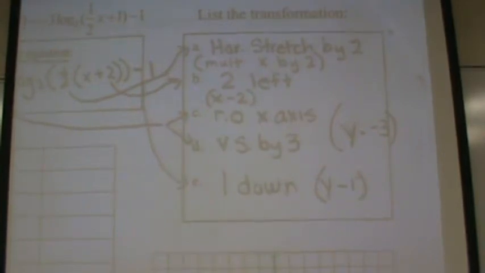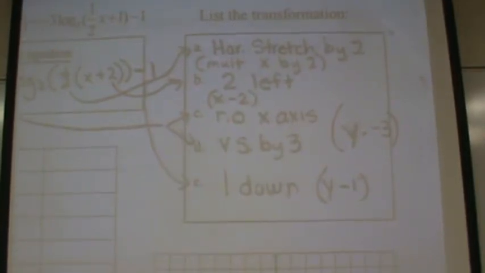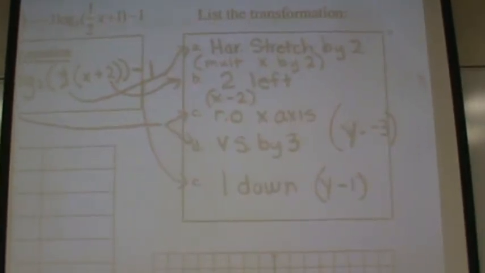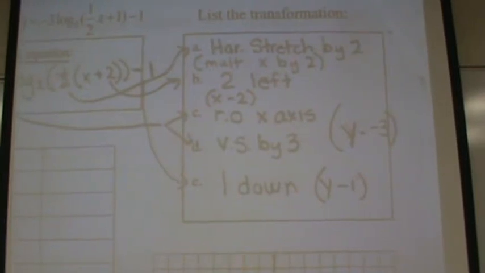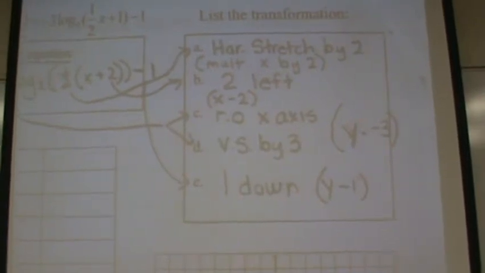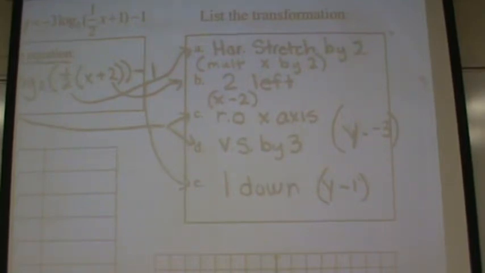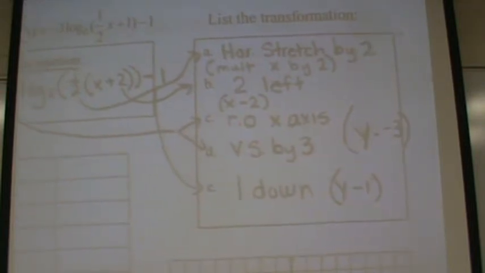Yes? Why do we flip the 1/2 in the first place? That's the effect that it does. It's because it's horizontal. The horizontal stretch by a factor of 2. We always flip it, and then if it's greater than 1, it's a stretch. If it's less than 1, it's a compression. Okay? Now, let's graph this.